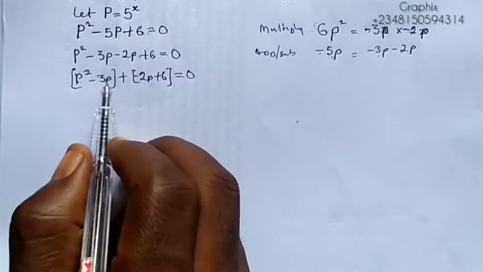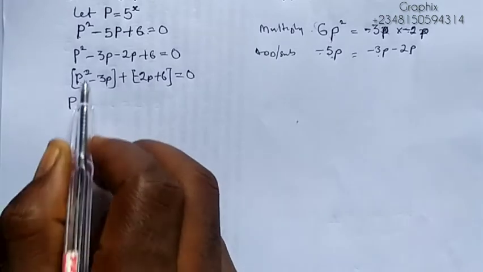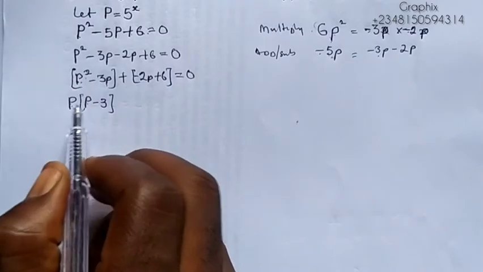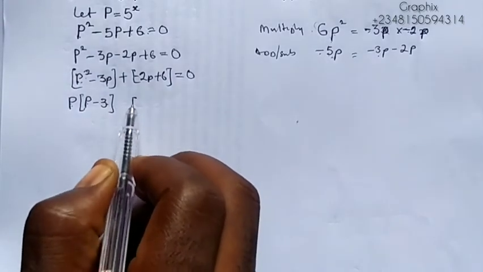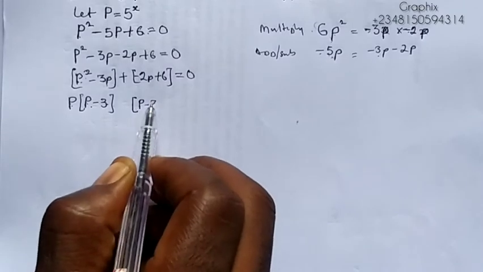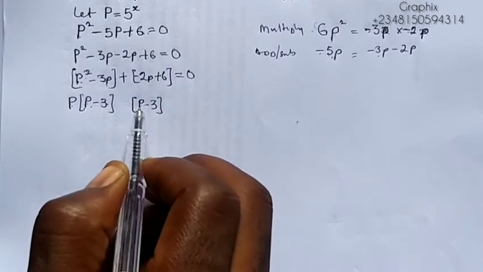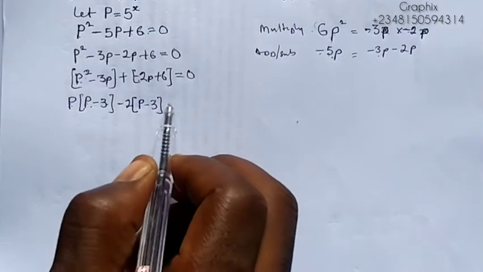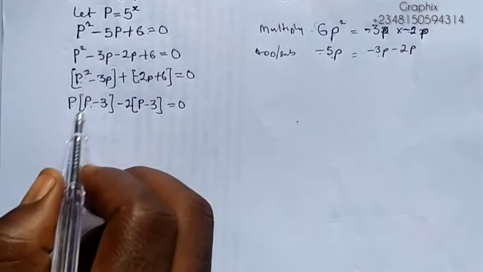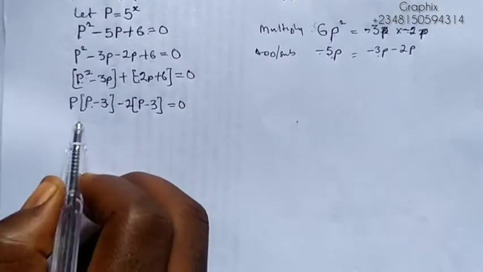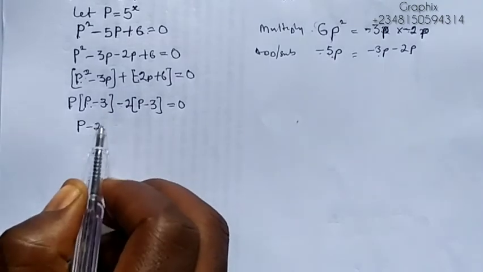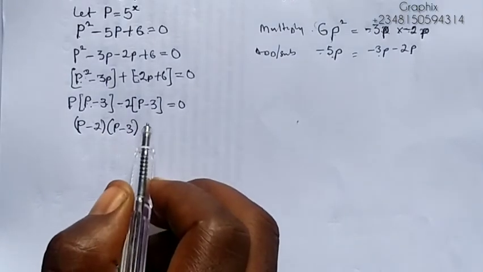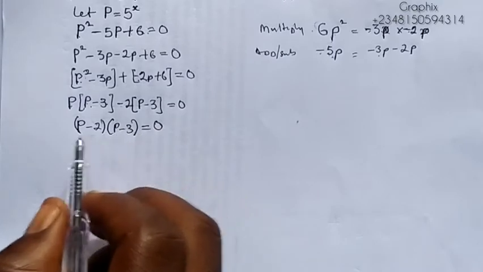Now after that, you look at what is common here. I have p here, I have p here. So I'll bring p out, so I'll be left with p minus 3. So p times p is p squared, p times 3 is 3p. So I'll come here also, whatever I have here, I'll place it here. Right? So what would I multiply with p that'll give me minus 2p? It is minus 2. So equals 0. From here, I'll be having p minus 2, then p minus 3, equals 0.